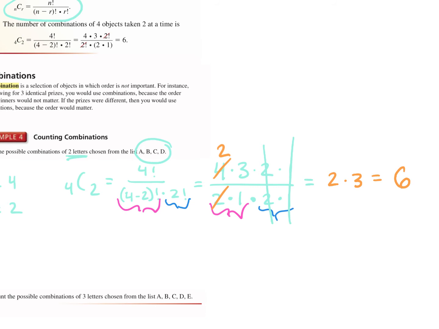So you could do it this way, or if you didn't cancel those out, you would have 4 times 3 on the top over 2, which would be 12 over 2, which simplifies to 6. So you don't have to simplify everything. Just make sure you simplify at the end.